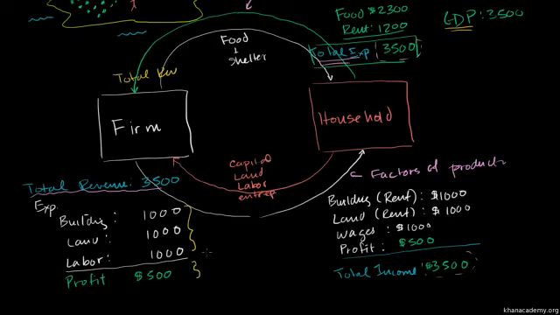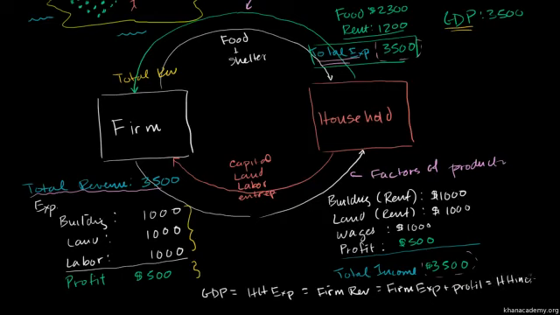And so let me write this down. The way we looked at it in the last video, that very simple example, GDP was equal to household expenditures, which was equal to firm revenues, which was equal to firm expenses plus profit, which is equal to household income. I'll just write Inc. for income. Household income, and of course household income is then, at least in this case, equal to household expenses.